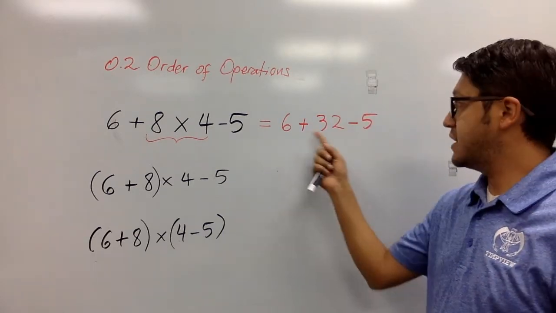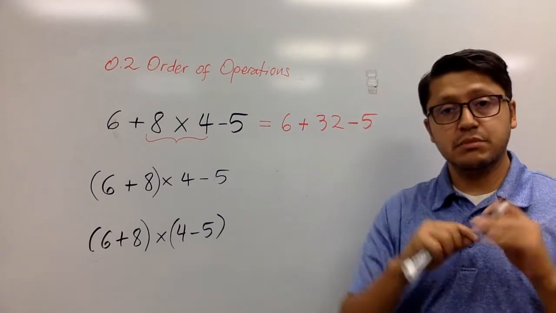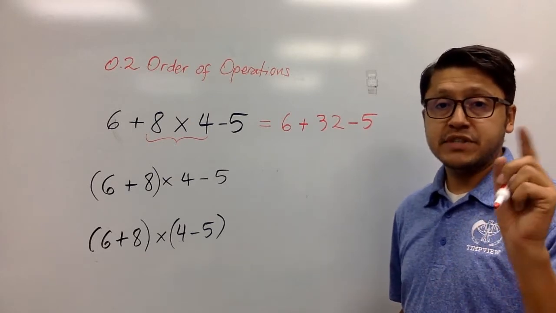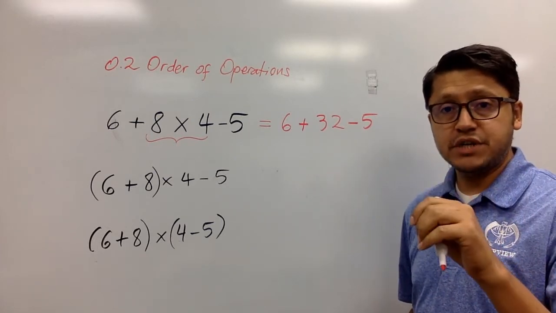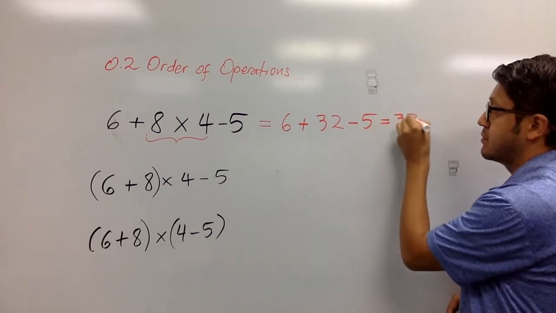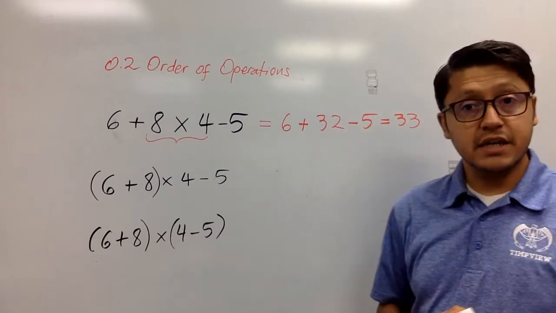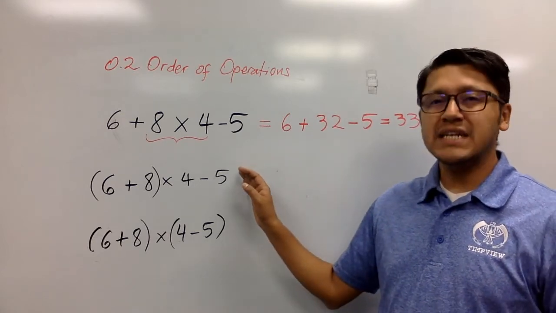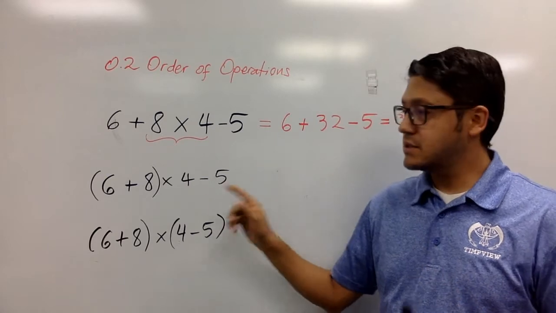And now I have addition and subtraction on the same level. You just do it from left to right. In this case, it will be 6 plus 32 is 38, minus 5 is 33. And that's it. But now let's take a look at an identical exercise.